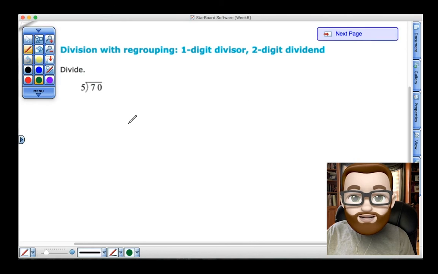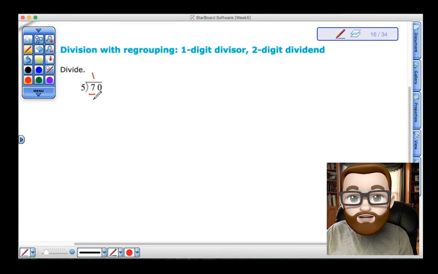All right, next example we have here. We're going to ask to get 5 into 70. So we have to start with the very first digit we have here, which is going to be my 7. How many times can 5 go into 7? Well, 5 can go into 7 exactly one time. If it was 2 5s, it would be 10, and 10 is much bigger than 7, so that doesn't work. So 5 goes into 7 one time.